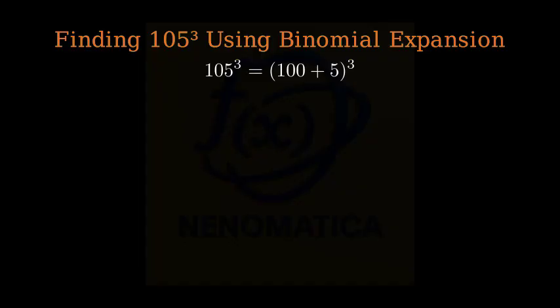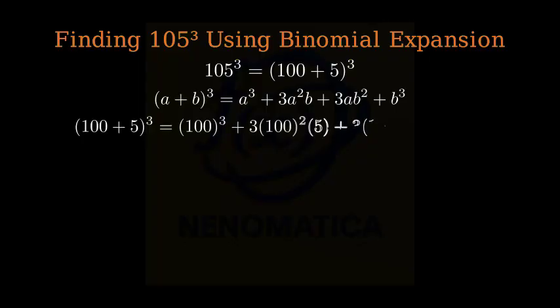Step 2. To evaluate this, we'll use the binomial cube expansion formula. The binomial cube expansion formula states that for any two numbers a and b, (a plus b) cubed equals a cubed plus 3 times a squared times b plus 3 times a times b squared plus b cubed. Now we'll apply this formula to our problem, where a equals 100 and b equals 5.